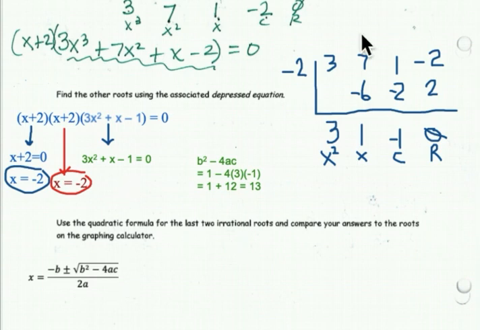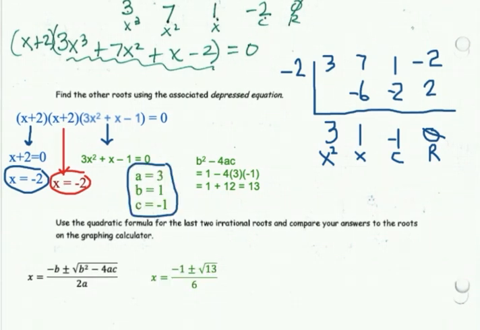So let's go ahead and find out what those two irrational roots are. We know that a is 3, b is 1, and c is negative 1. And when you put those into the quadratic formula, negative b becomes negative 1, plus or minus the square root of 13, which we already computed, all divided by 2a, and that'll be 2 times 3, which is 6. So the last two roots are going to be irrational. Negative 1 plus the square root of 13, all divided by 6. And then negative 1 minus the square root of 13, divided by 6.